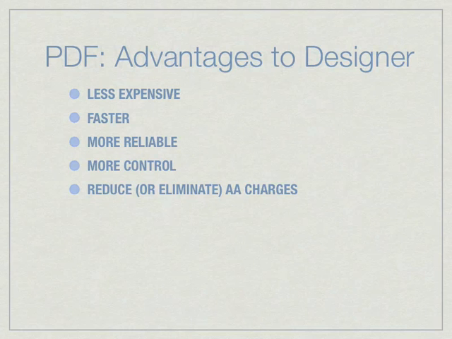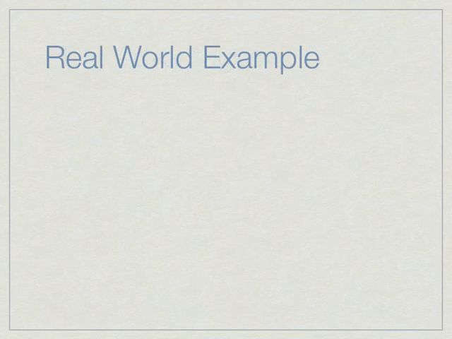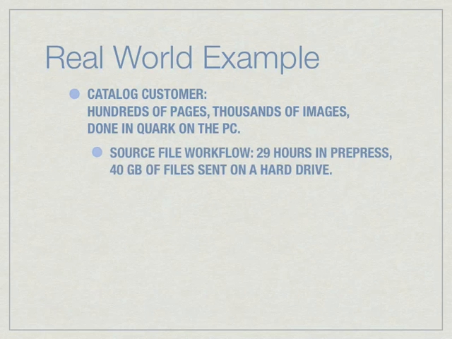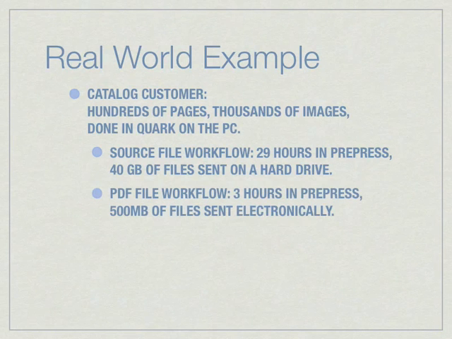Now, one real-world example of PDF workflow is a catalog customer that we have. That original catalog was hundreds of pages and it contained thousands of images, and they'd done it in Quark on the PC. In a source file workflow, that file took 29 hours in prepress from start to finish, and it took over 40 gigabytes worth of files that had to be sent in on a portable hard drive. We worked with them and we switched them to a PDF file workflow. That PDF only took 3 hours in prepress from start to finish.